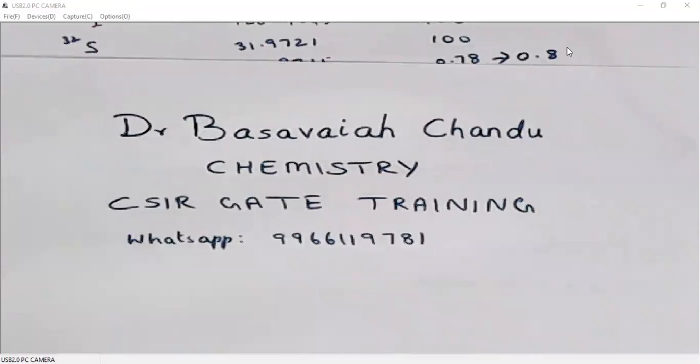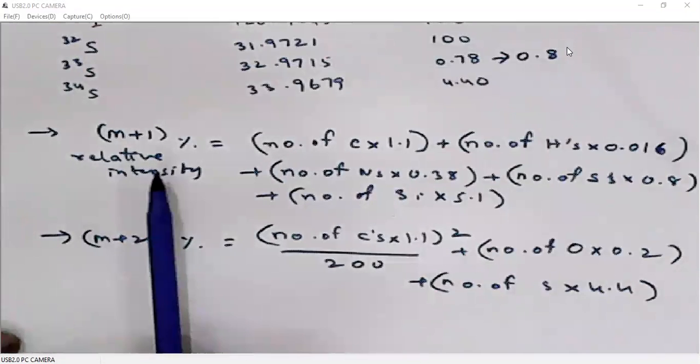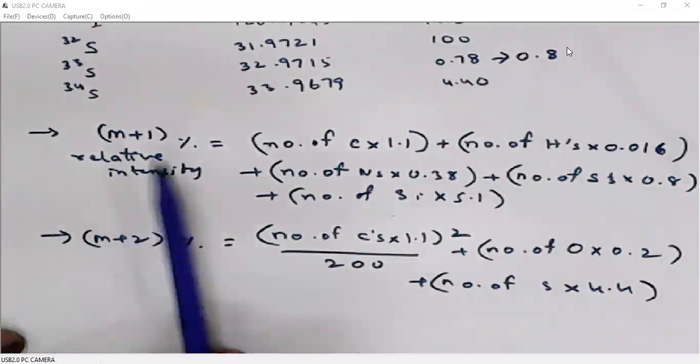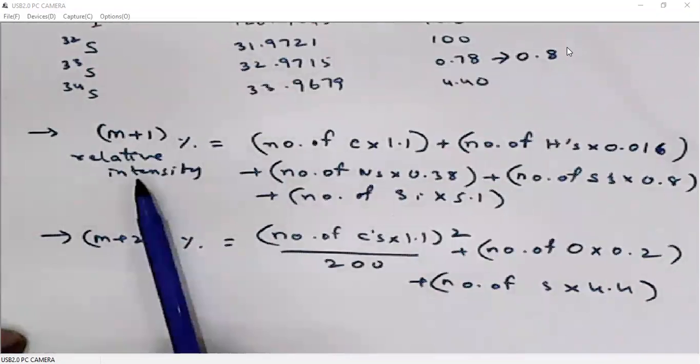We were discussing mass spectrometry. I have just given the formula for calculating the relative intensity of the M plus 1 peak and the relative intensity of the M plus 2 peak. You can concentrate on the relative intensity of the M plus 1 peak.